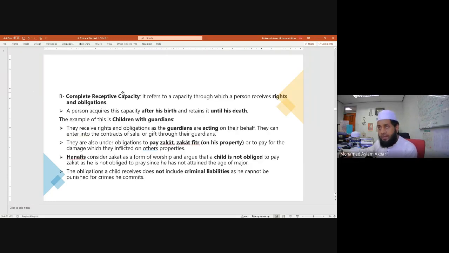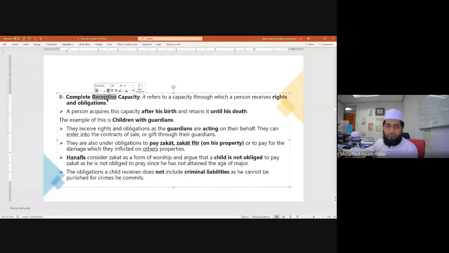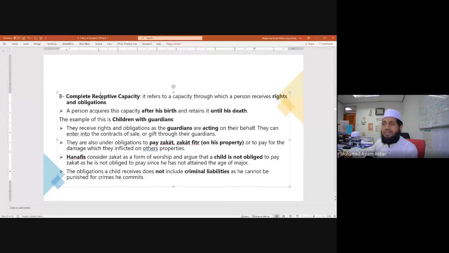Then you have complete receptive capacity. Remember the word receptive, it's not active, which means that it's receptive.